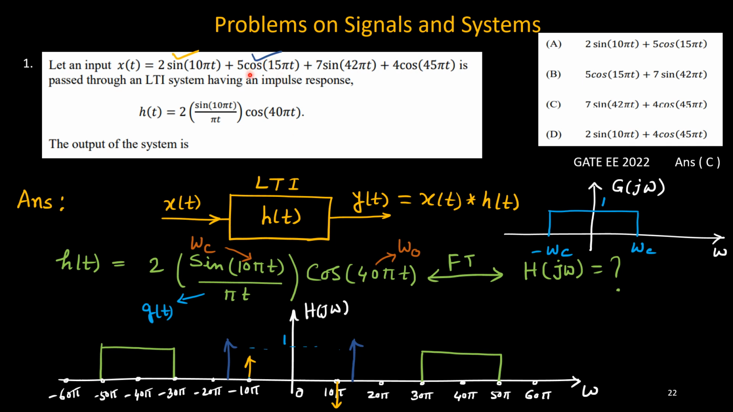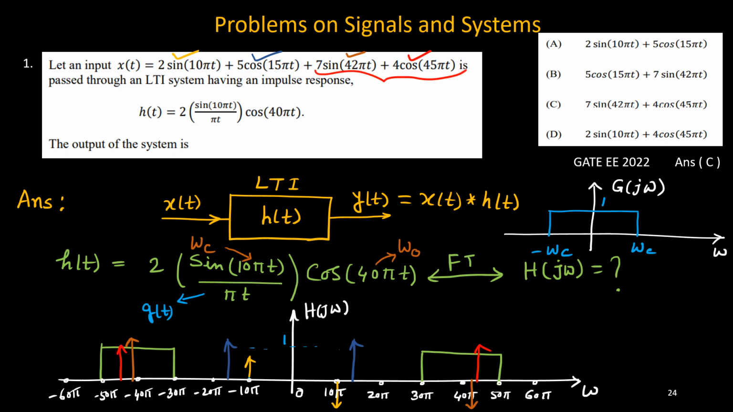Next, 5 cos 15 pi t. So another frequency is at 15 pi here. This is 15 pi and minus 15 pi. Again, these two frequencies are outside this pass band. Again, it will be rejected. Next one, 7 sine 42 pi t. So it is here, this 42. It is within 40 to 50. Okay. Similarly here. So this signal is within the pass band. Okay. So this signal can pass through. It will be available at the output end.